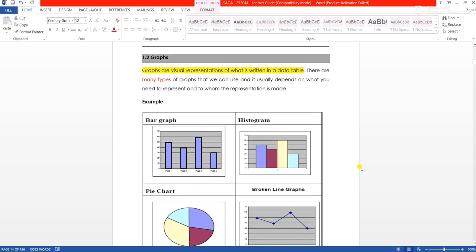Let's continue with our session. This is within Unit Standard 9009. So let's go through the graphs.